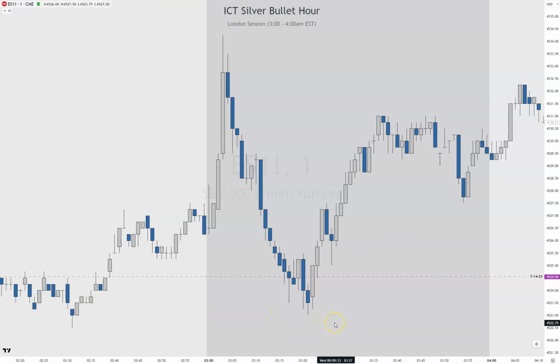Today I want to go over the London Silver Bullet on Wednesday, August 9th. So I'm going to give you a second here to look at the chart, pause the video, and see if you can see where the setups are.